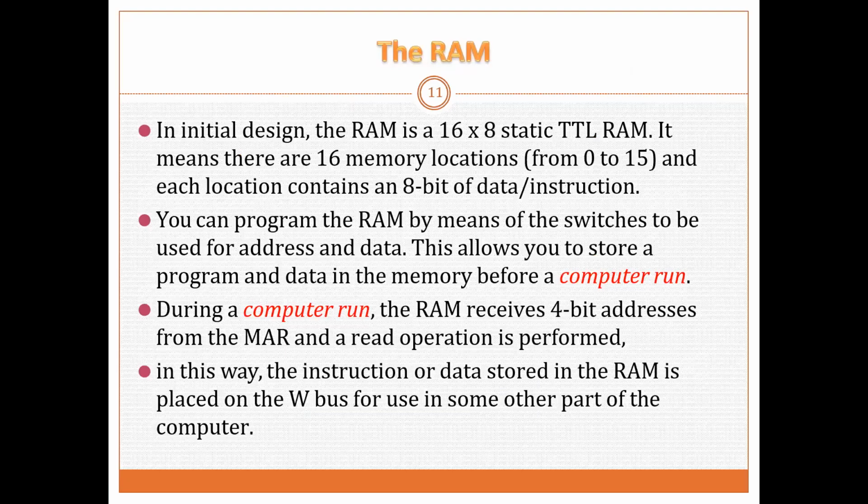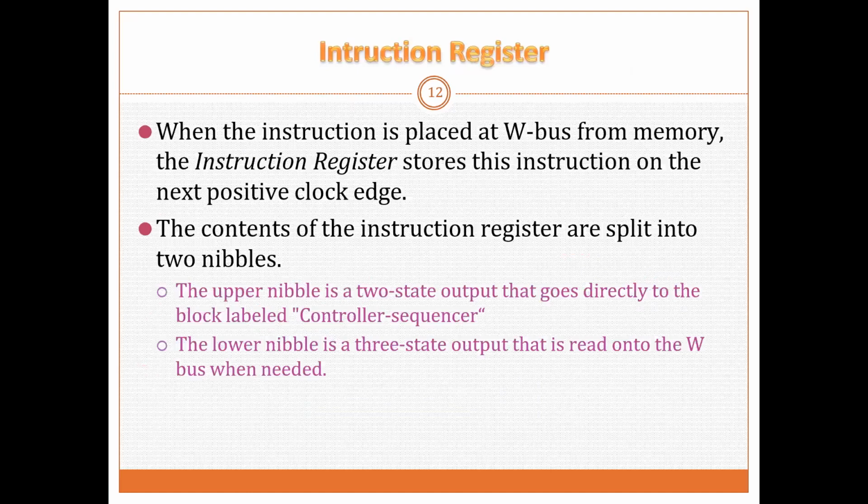In the initial design, the RAM is a 16 by 8 static RAM. It means there are 16 memory locations from 0 to 15, and each location contains 8 bits of data or instruction. You can program the RAM by means of the switches to be used for address and data.